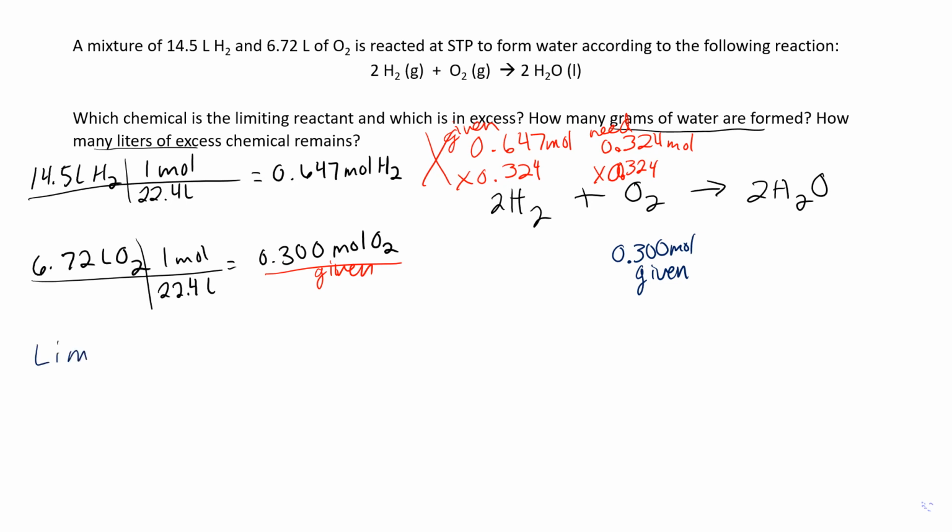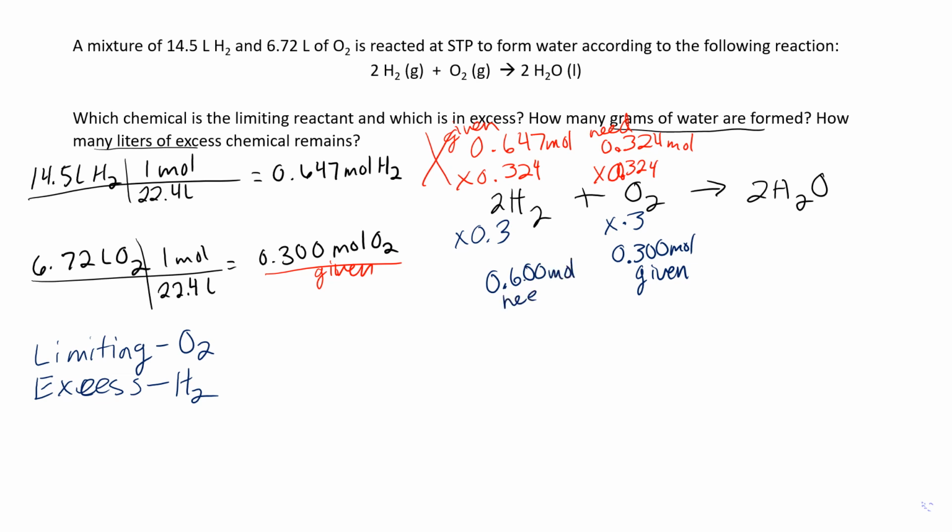So I'm going to go ahead and list that. My limiting is O2, and my excess is hydrogen. So if I'm given 0.3 moles of oxygen, that means I'm doing the reaction 0.3 times. So if I multiply that by each reactant, I'm going to need 0.600 moles of hydrogen to go with it. Well, I have plenty. I have 0.647, so that's going to be my excess.